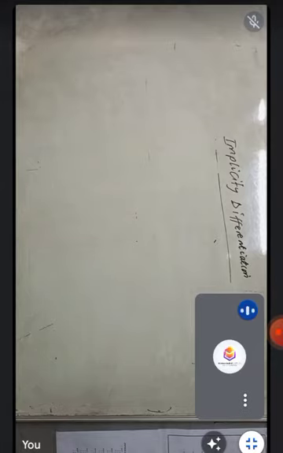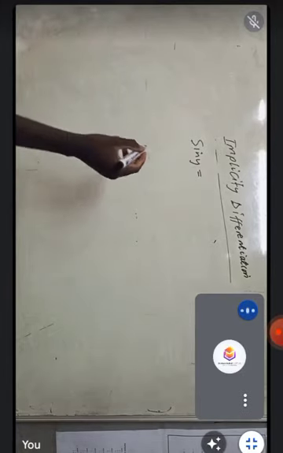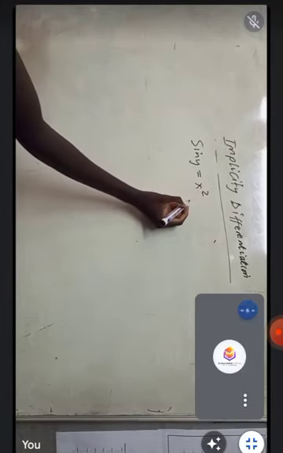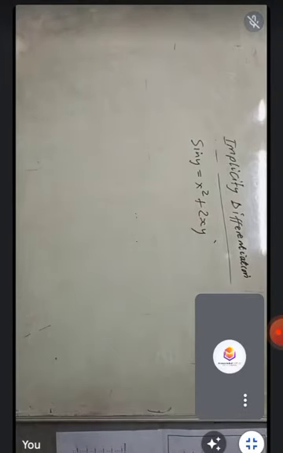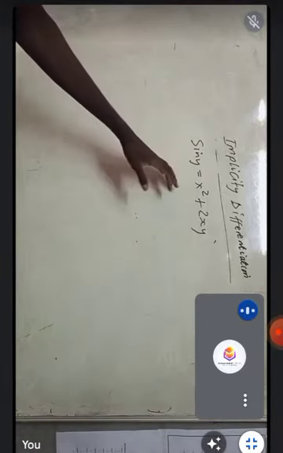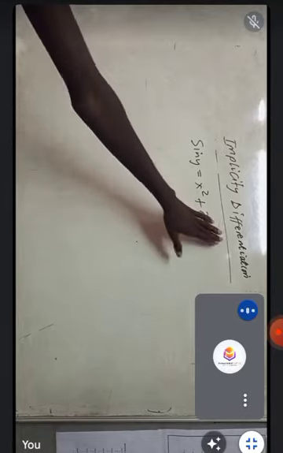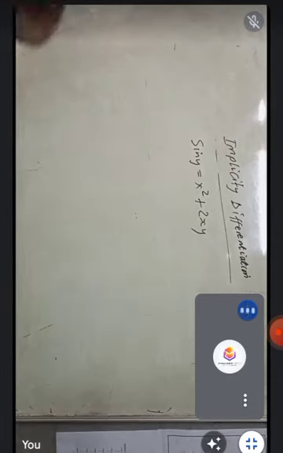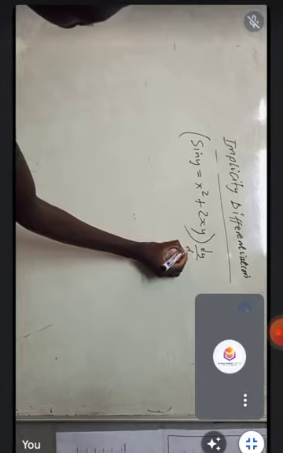Next example, we have sine y equal to x squared plus 2x y. So we have this expression here. In this case again, it's very difficult for you to make y the subject of the formula. Then what you're going to do is use implicit differentiation. The method is the same. You are going to multiply this by dy over dx.